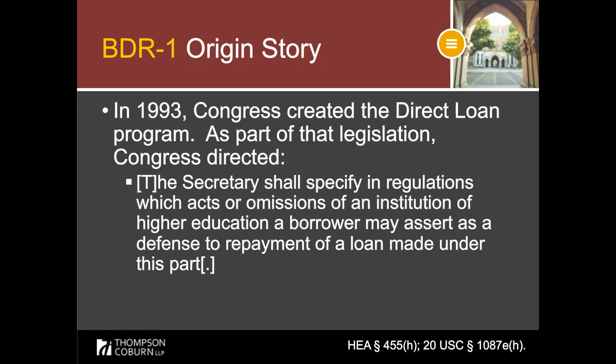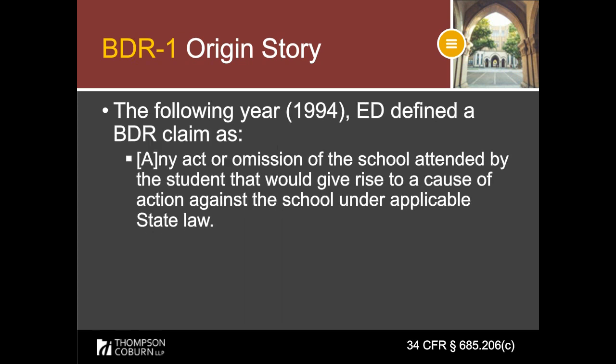So the following year, the department obliged and issued a regulation in '94, and they said, okay, so a borrower defense claim, it's any act or omission by the school that was attended by the student that would give rise to a cause of action against the school under applicable state law. So, if a school did something that violated the law of the land, or at least the state law, and the borrower could show that, then they wouldn't have to pay back their loan.